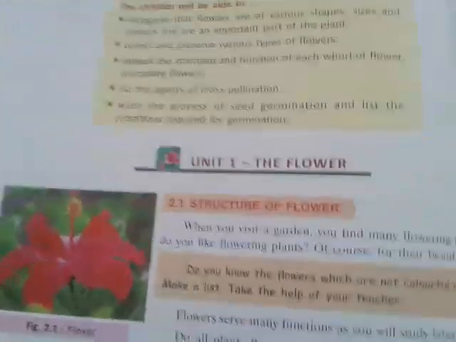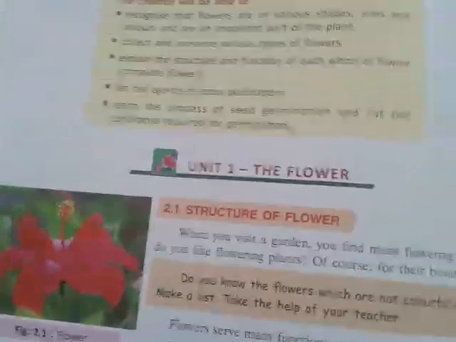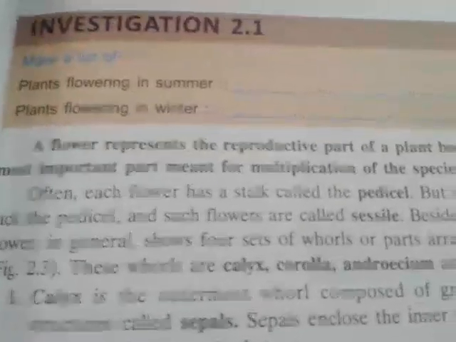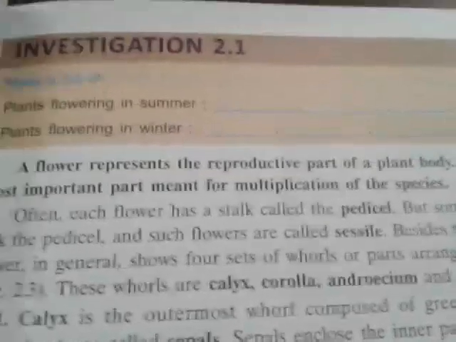Hello students, today I will start the second chapter, that is flower. Before that we have discussed the first chapter, that is leaves, and this chapter, flower, is divided into two parts. One is the flower and the second part is the reproduction part. Flower is basically the reproductive part of the plant body, and it is the most important part meant for multiplication of the species.